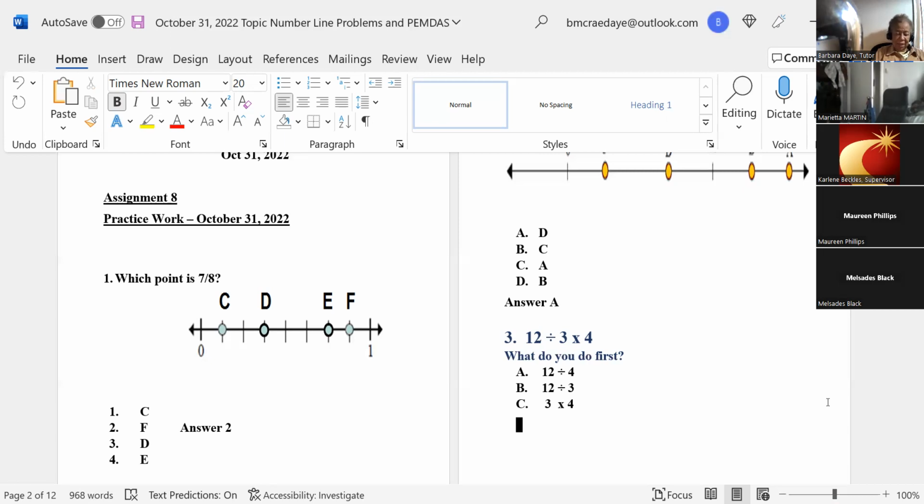Right? Yes. So with PEMDAS, you have multiplication, you have division, but it's left to right. That's the order. So which would be done first, Maureen? Division.